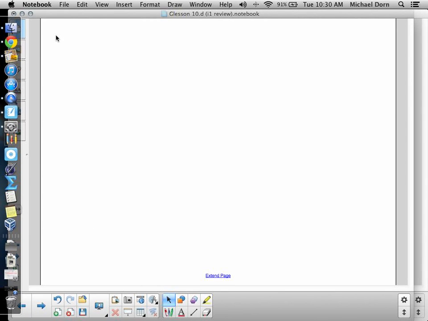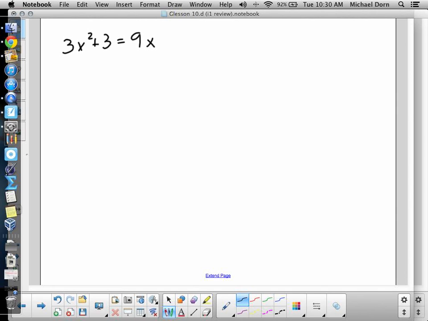So, looking at number 15 from the homework, the equation was 3x squared plus 3 equals 9x. Now, we can't use a quadratic formula if we are not in quadratic form, which means we must be in ax squared plus bx plus c equals 0. So I have to subtract the 9x from each side, which goes in the middle, so I get 3x squared minus 9x plus 3 equals 0.